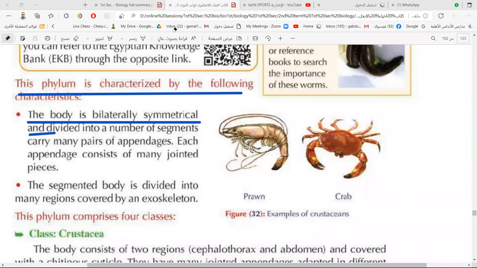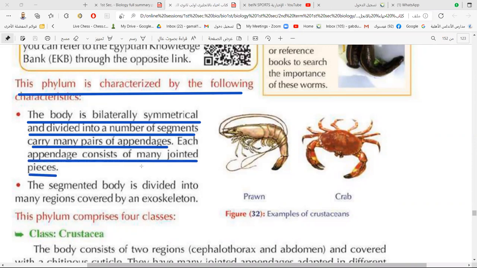The body is divided into a number of segments, carrying many pairs of appendages. There are many appendages. زوائد بتساعد على الحركة. Each appendage contains many jointed pieces. جسم مقسم لأجزاء. Some segments and appendages contain jointed legs. فيها أرجل مفصلية. Each section has a group of jointed legs.